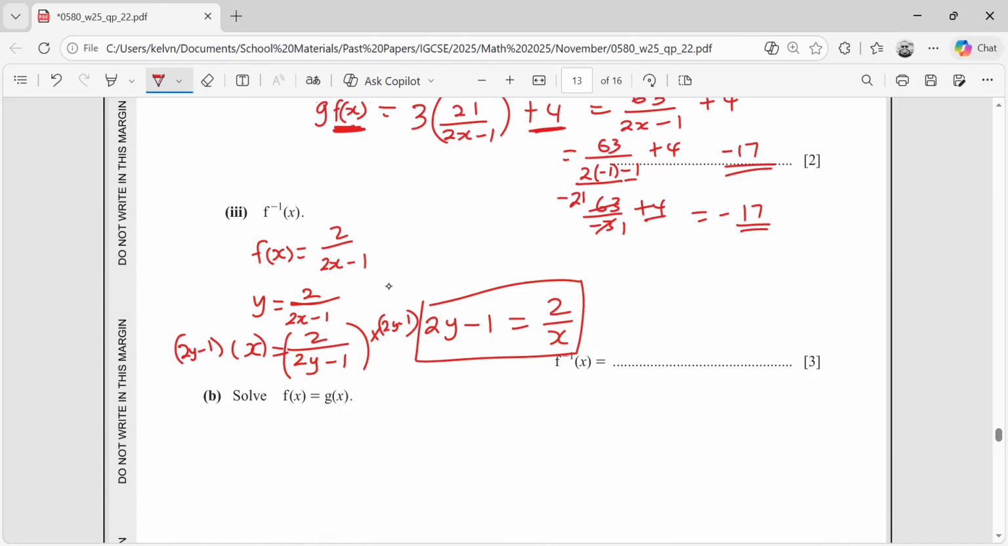Now make y the subject. This is actually very simple now because we're just going to write 2y equals, because I'm going to take this negative 1 to the other side.